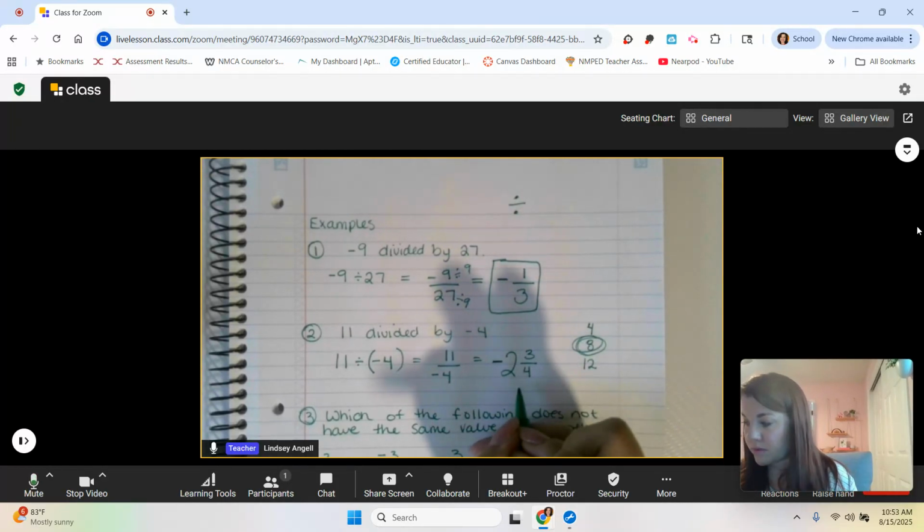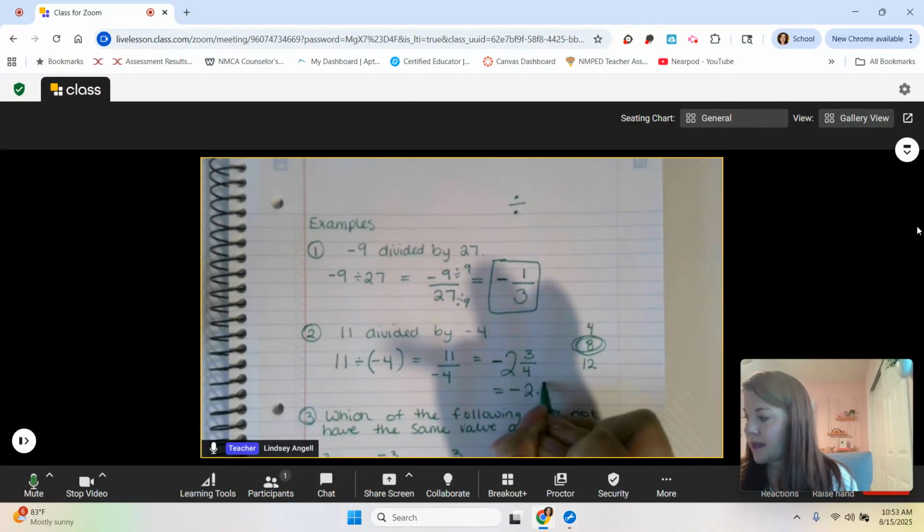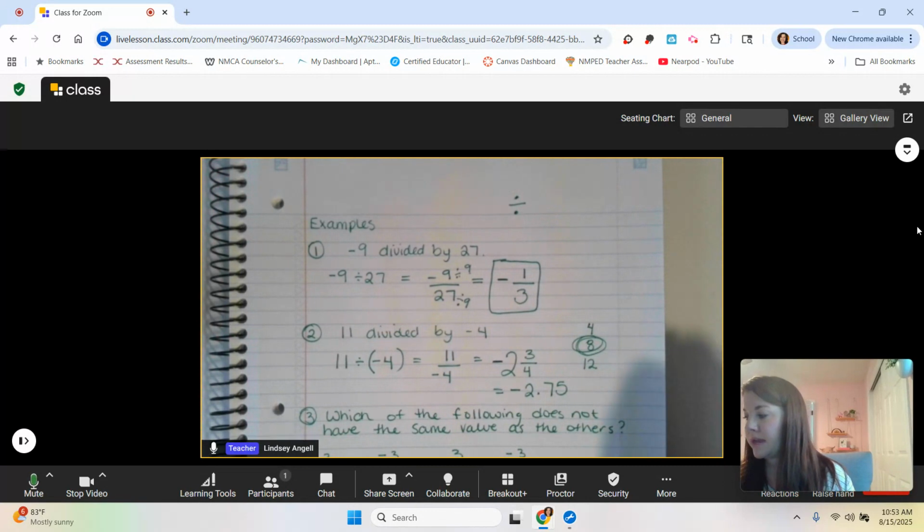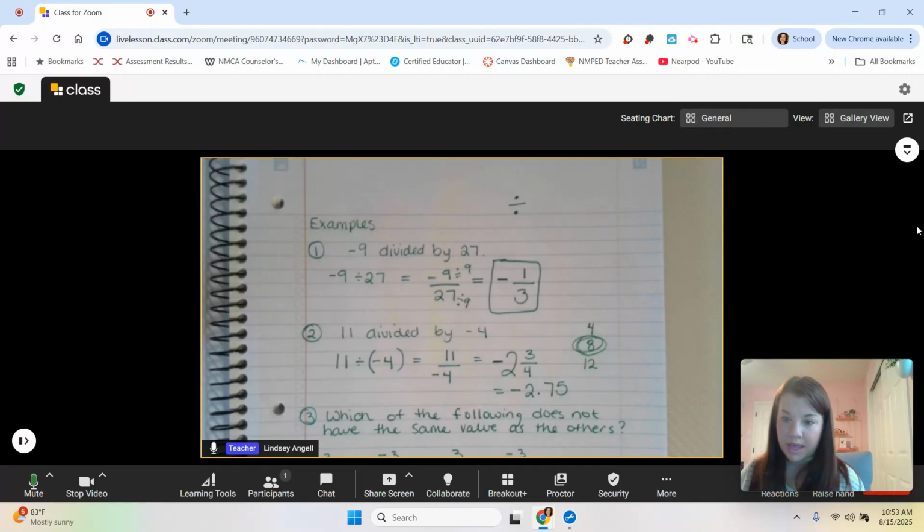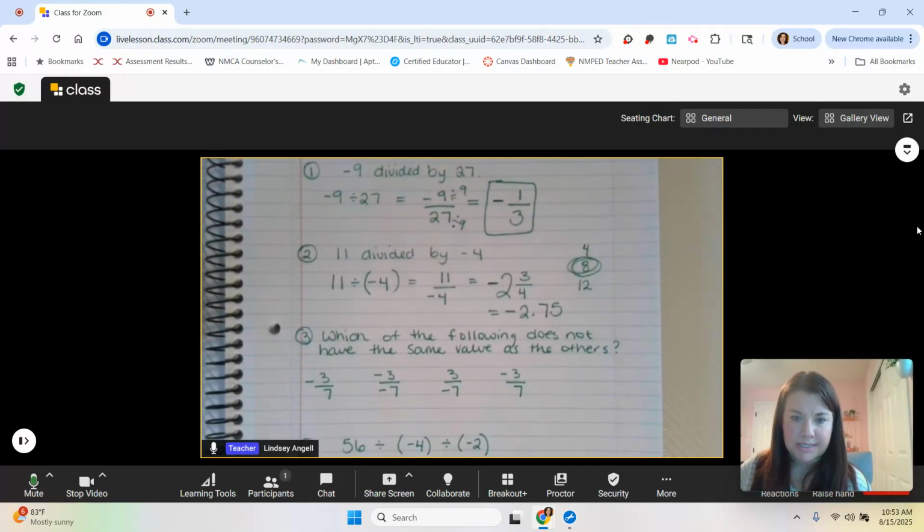And maybe you have this memorized. It would be good if you do. I could also write that as negative 2.75, but I don't think that's how it's written on your quick check. So, okay? Or practice.